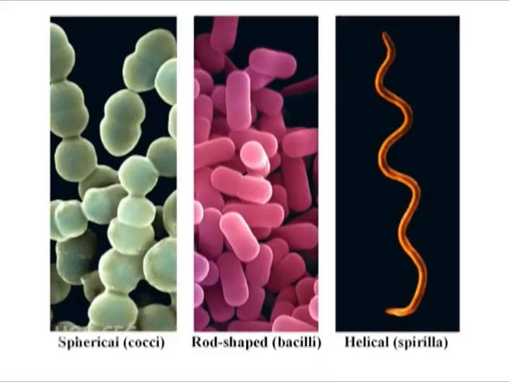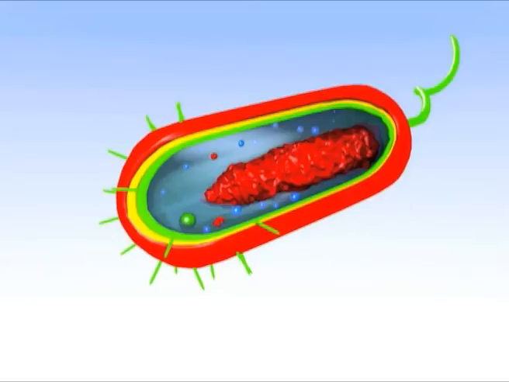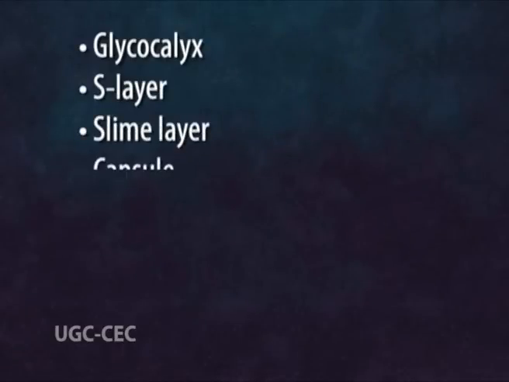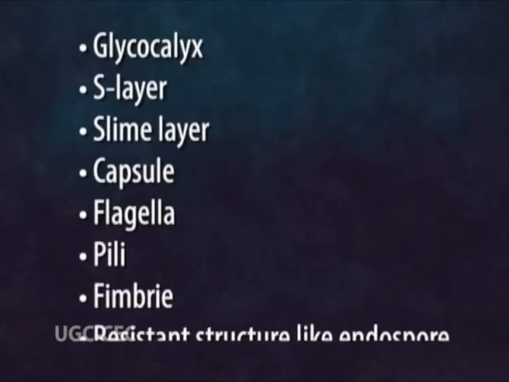In the previous lesson, we learnt about cell size, shape and arrangement of bacteria along with their basic cell organization and function. Besides fundamental morphology, there are external structures which depend on species and environmental conditions for their presence over the surface of the bacterial cell. These components are glycocalyx, S layer, slime layer, capsule, flagella, pili, fimbriae and resistant structure like endospore.